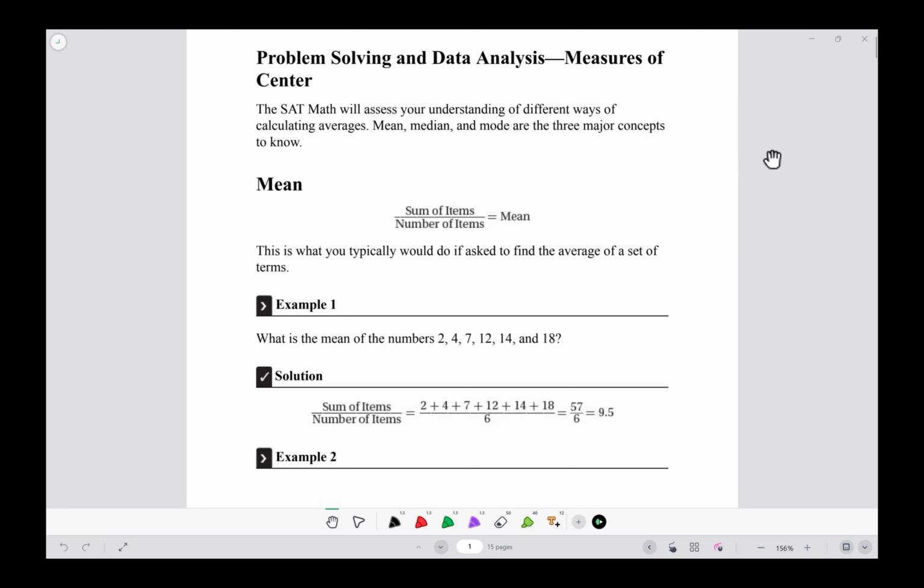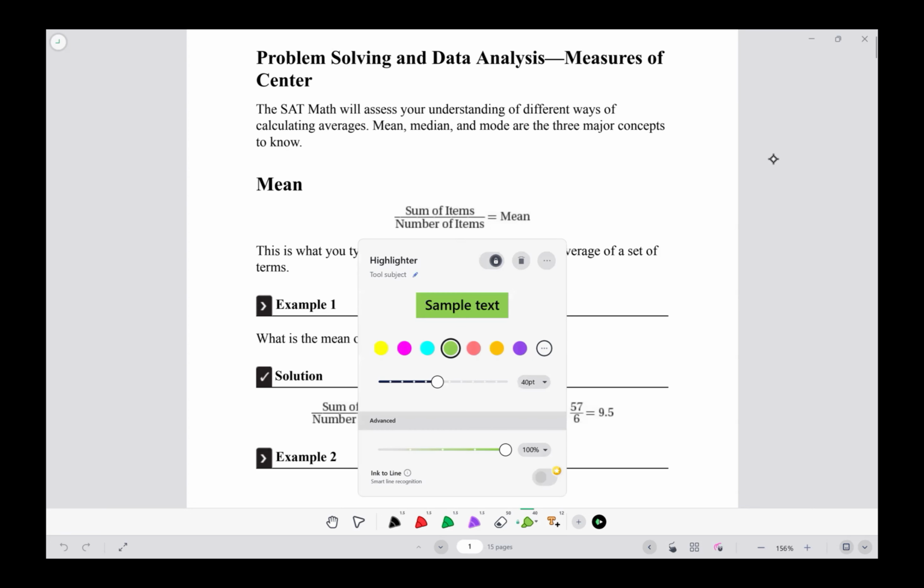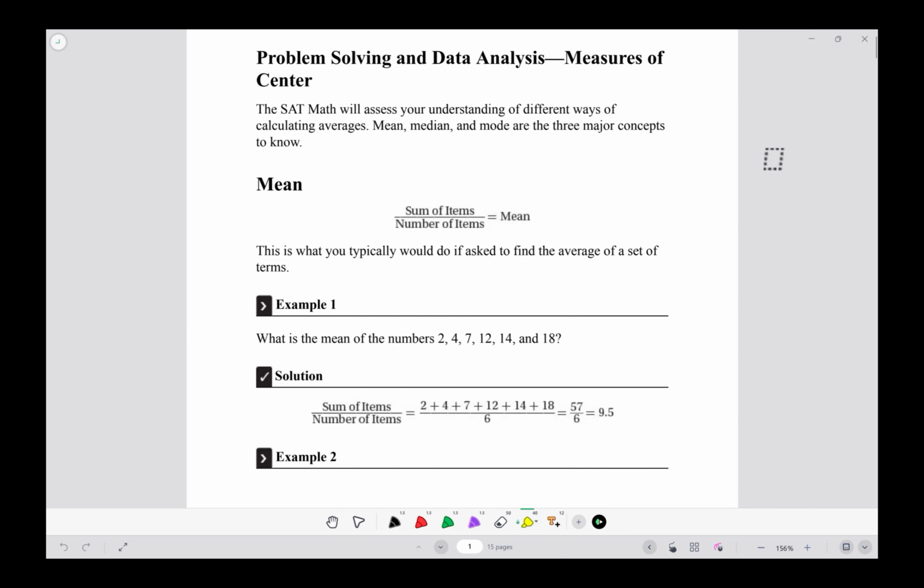Problem solving and data analysis, which is measures of center. This is a very easy chapter. I think it's very easy. We are going to do some data analysis things. Measures of center.